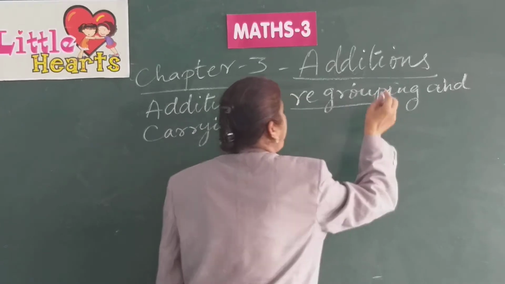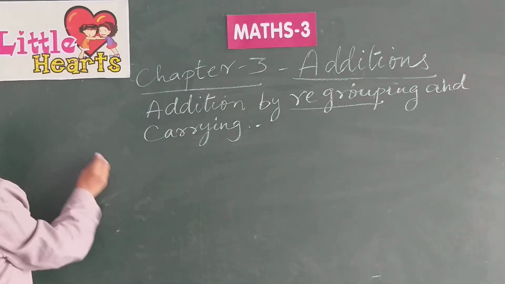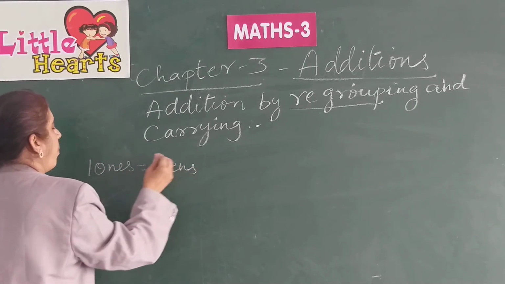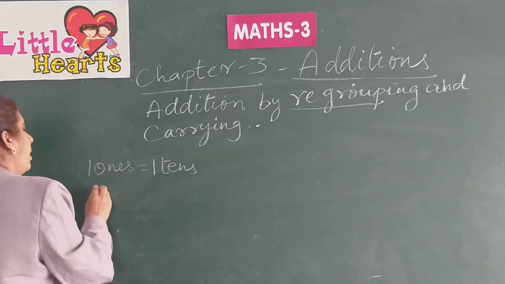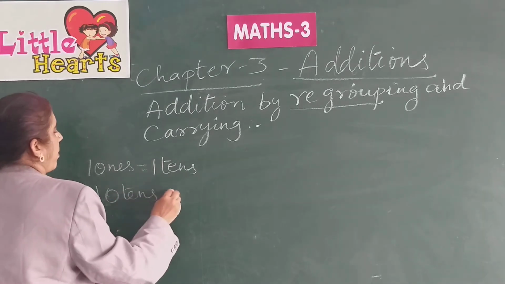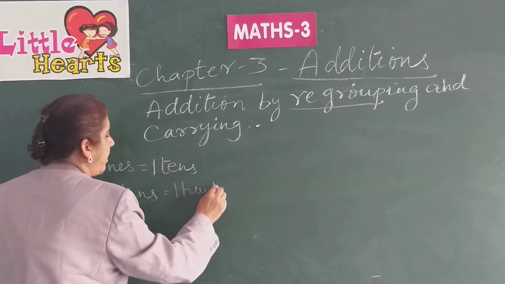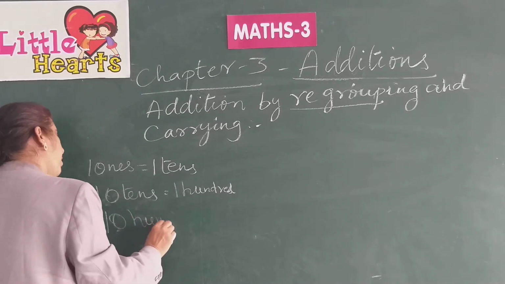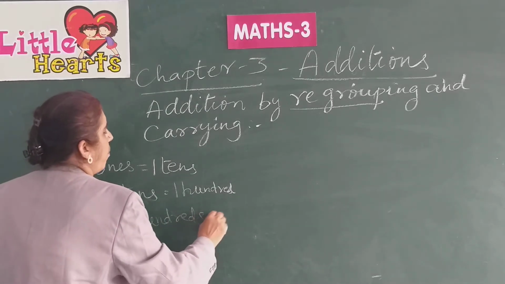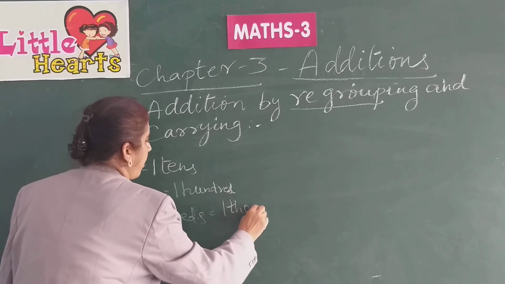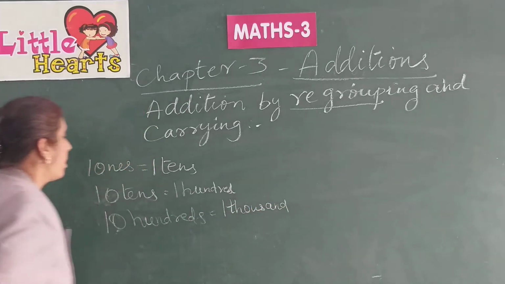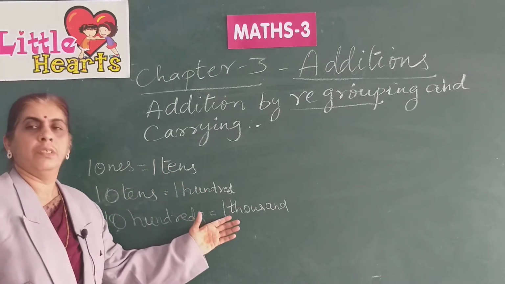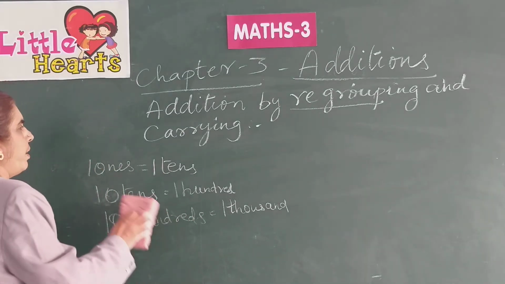Regrouping. What is regrouping? Regrouping is nothing but 10 ones make 1 ten. So ones will be converted into tens, and 10 tens into hundreds, 100. 10 tens make 100. And 10 hundreds will be changed to 1000. This is regrouping, just conversion of ones to tens, tens to hundreds, and hundreds to thousands. Let us see in the problems now.